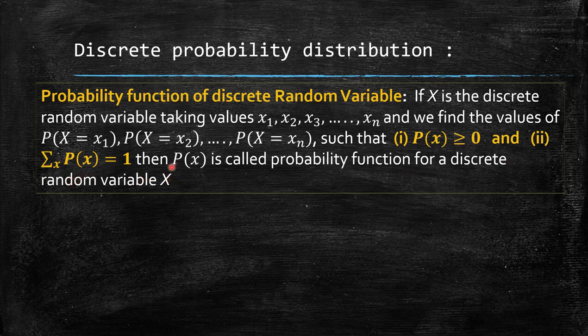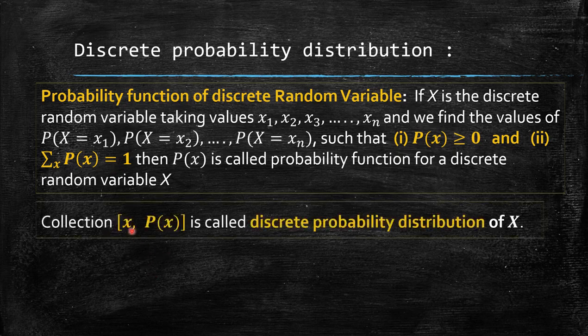That means the function p of x is a probability function, or probability mass function, if it satisfies these two conditions: for each xi, p of x must be non-negative, and the summation of all the probabilities must be equal to 1. Then the collection of X and p of x is called the discrete probability distribution of X. The set of all x and p of x together is called the discrete probability distribution of X.